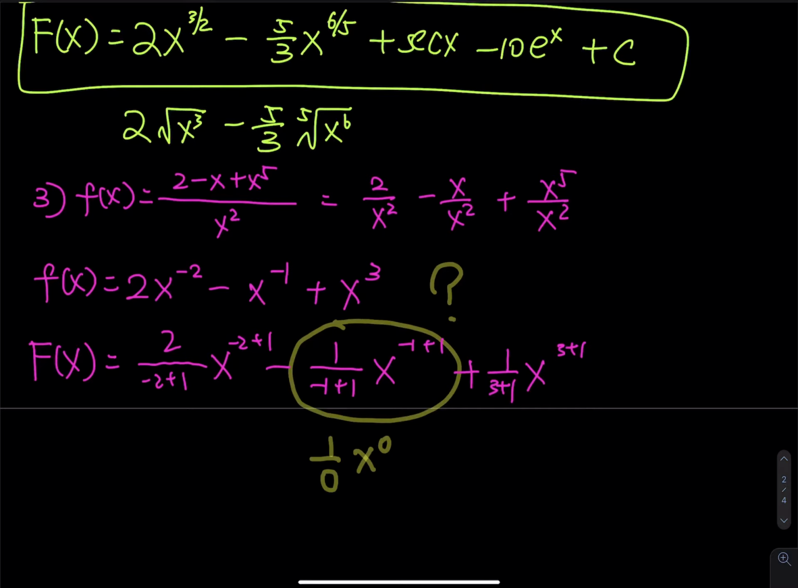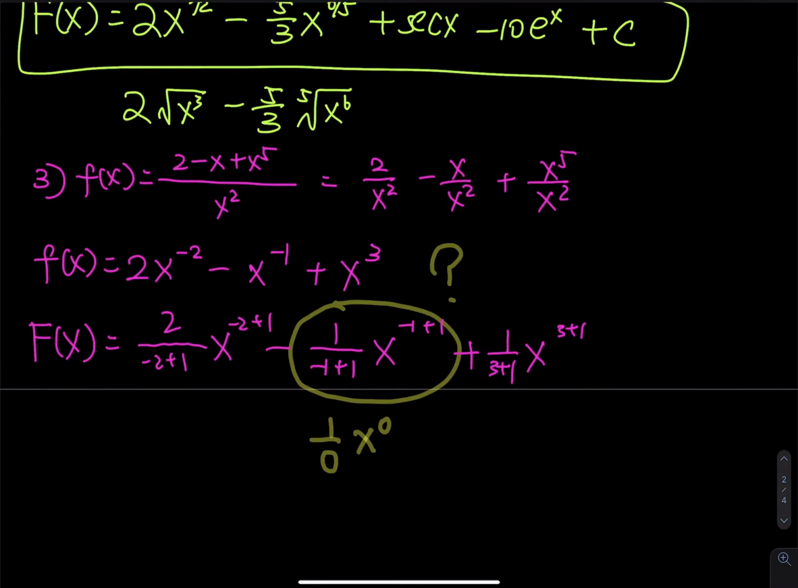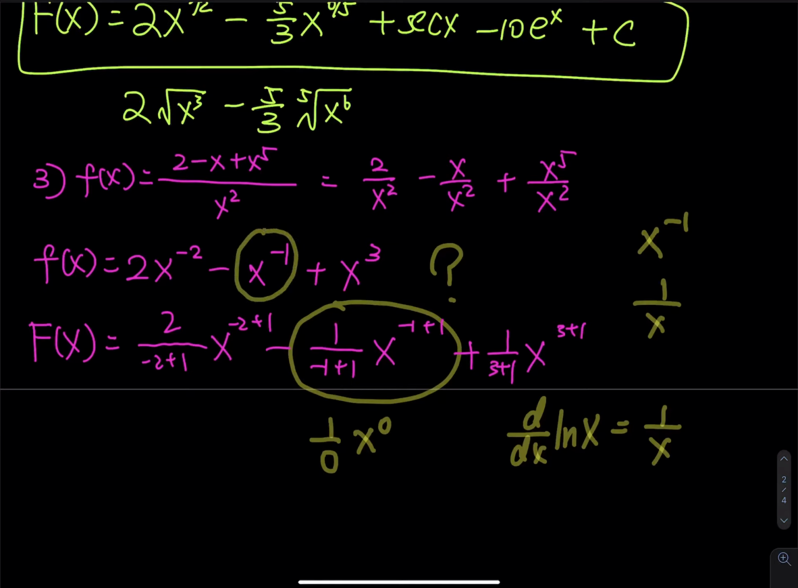So what is the correct answer? Now, to answer this question, can you tell me the derivative of what is equal to 1 over x? Because x to the negative 1 is equal to 1 over x, right? Remember this, when you take the derivative of ln x, that is equal to 1 over x. So that means when you handle the antiderivative of x raised to the negative 1, you have to be very careful with this when you handle the antiderivatives. So in the future, they will use the word integral, integration.